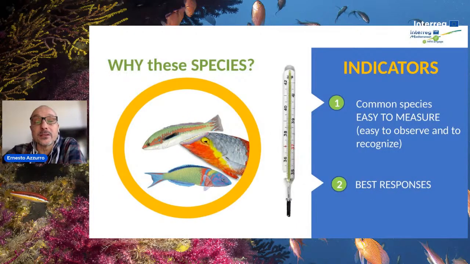And so why these species? Very briefly, we based this decision, in collaboration with a team of experts, on selecting those species which were already showing signs of climate-dependent distribution. All those species are common to find in the Mediterranean, easy to recognize, and, according to our knowledge, were selected to show the best responses.